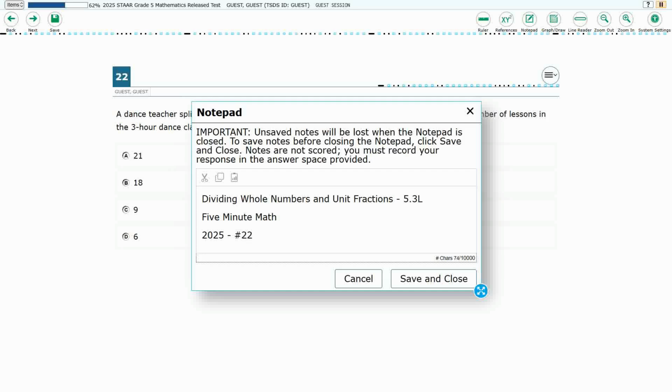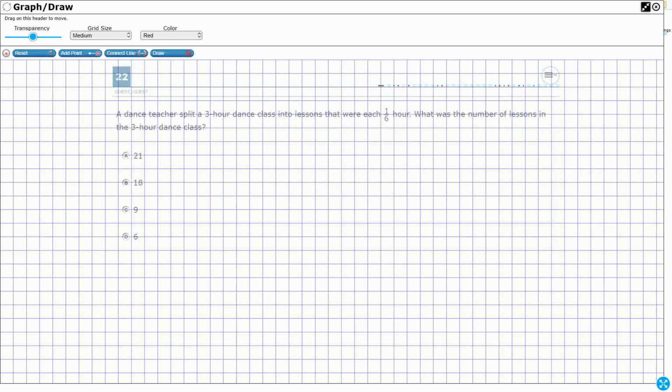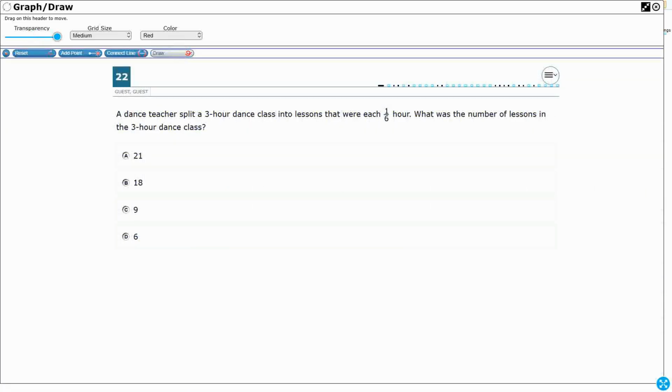Today we are looking at the fifth grade concept of dividing whole numbers and unit fractions. This is standard 5.3L in the great state of Texas, and we are using item number 22 of the 2025 release STAAR test. If you haven't done so already, please go ahead and take a moment to pause the video, work this problem out on your own, unpause it, and we will look at our answers together.